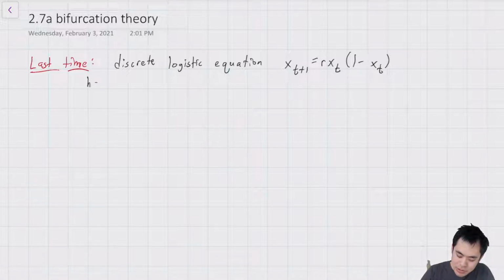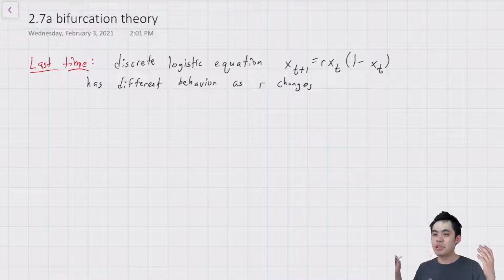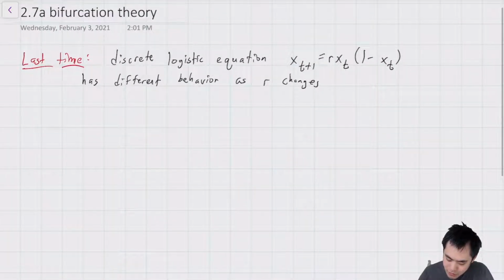And one of the things we noticed is that this has different behavior as r changes. So for small values of r, you have a single fixed point at the equilibrium. So the organism, whether it's rabbits introduced to a new environment or maybe coronavirus introduced to a population, if r is small enough, then it doesn't actually reproduce, and no matter how much you introduce initially, it dies out very quickly. So let's draw that out and summarize some of the facts we know.